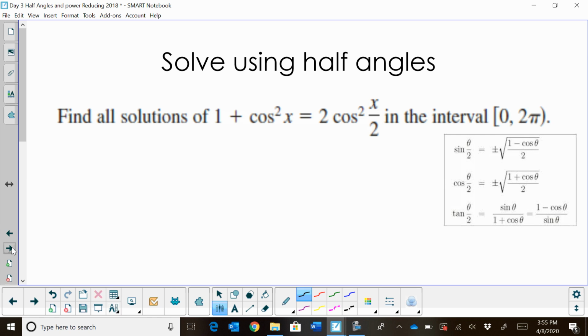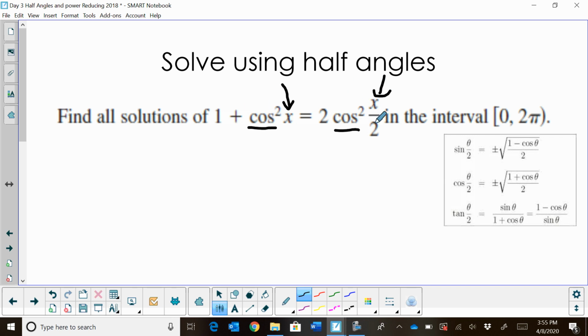Now let's look at a solve using half-angle formulas. Let's say we're going to find all the solutions of 1 plus cosine squared x is equal to 2 cosine squared of x over 2 on the interval 0 to 2 pi. Well, this equation is kind of nice in that they're both in terms of cosine. But this one is a single angle and this is a half angle. Well, we can't combine those because the angles are different.